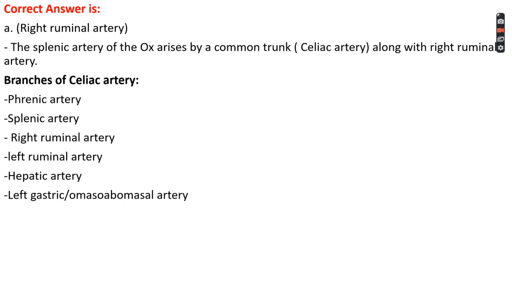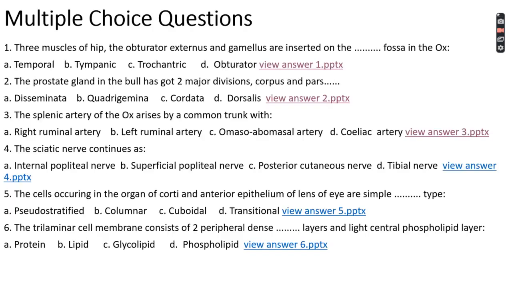We all know that the splenic artery arises from the celiac artery, which is the largest artery from the abdominal aorta. Okay, and it arises along with the right ruminal artery. And if we see the branches of this celiac artery, we find the phrenic artery, splenic artery, right ruminal artery, left ruminal artery, hepatic artery, and there's a left gastric and abomasal artery.